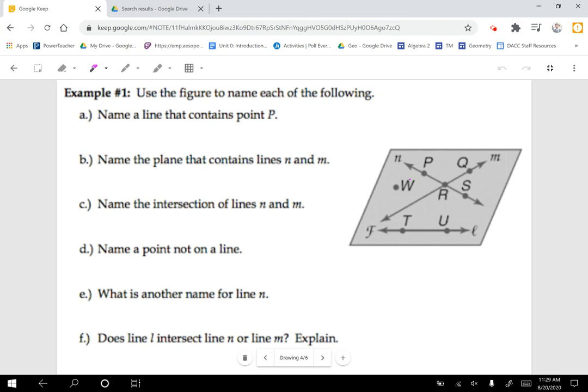So first things first, use the figure to name each of the following. A line that contains point P. So I see point P here, a line that contains it. You can have line n, lowercase n, or we could have line something. Two points that are on that line work, so line PS. So that's an example of one that we can solve there. Hint, hint, it might also help us out for question E. All right, so that's going to be an example from the first one.